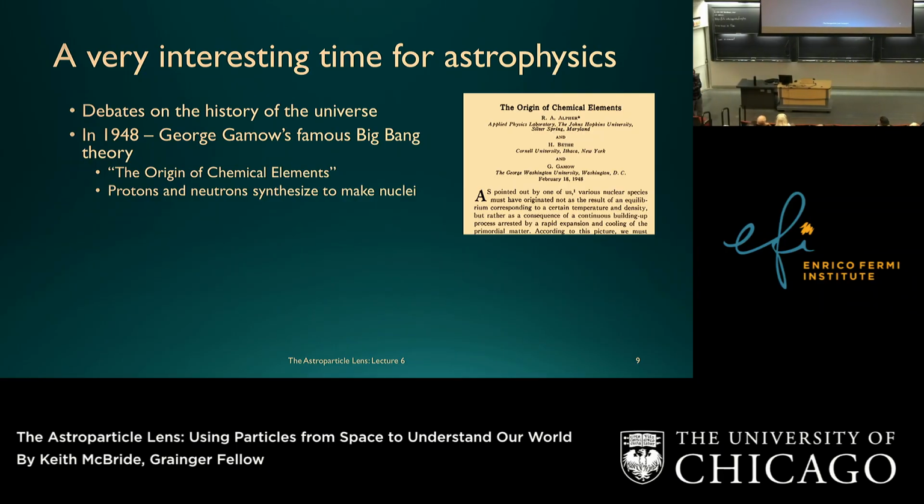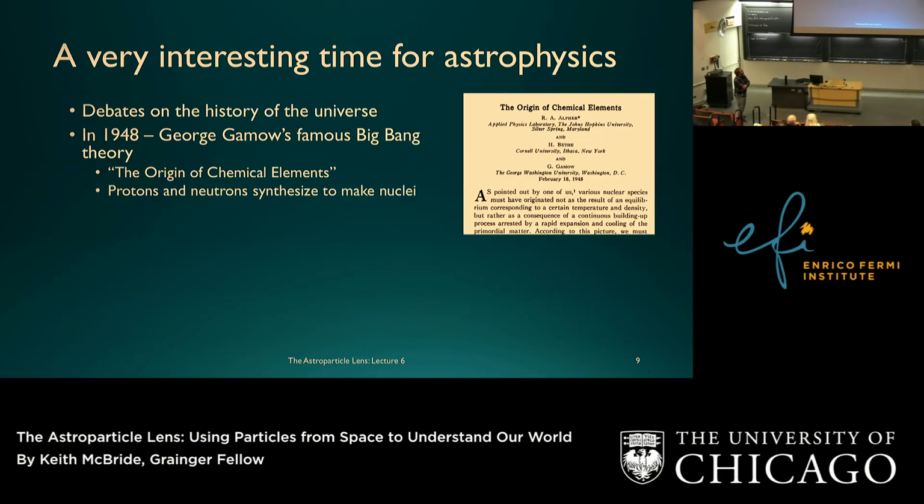But the idea that I want to get across to you here is that in the origin of the chemical elements with the Big Bang Theory, protons and neutrons synthesize. They're all mixed together, and out pops helium, out pops lithium, out pops boron, out pops beryllium. And this is the kind of study that needed to happen to say, is George right?